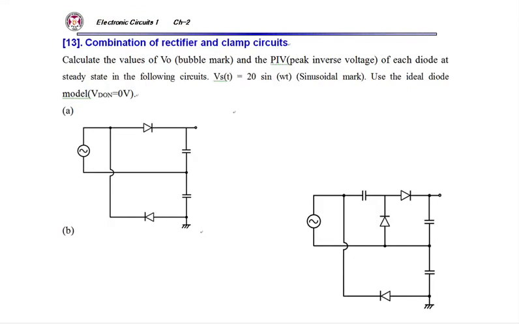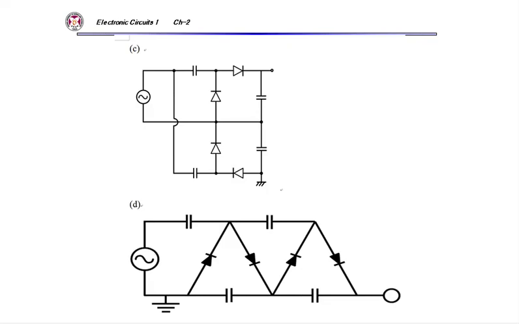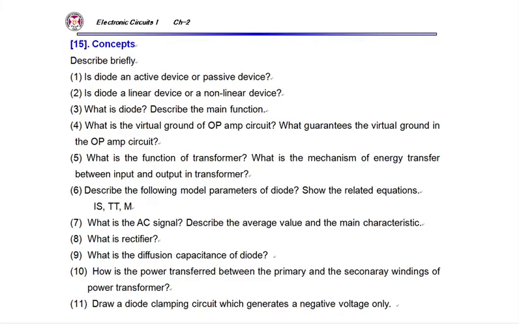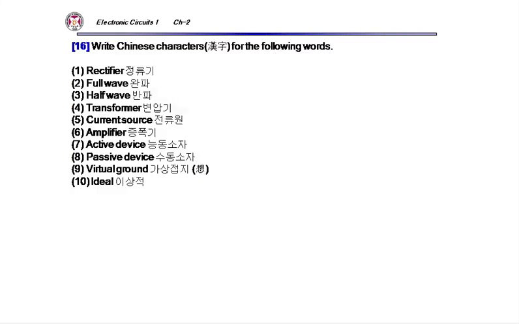Some rectifier and clamp circuit. See, this is a filter circuit concept. Oh yeah, this is added. I'm not sure you have this one in your printout already. No, then those are added.